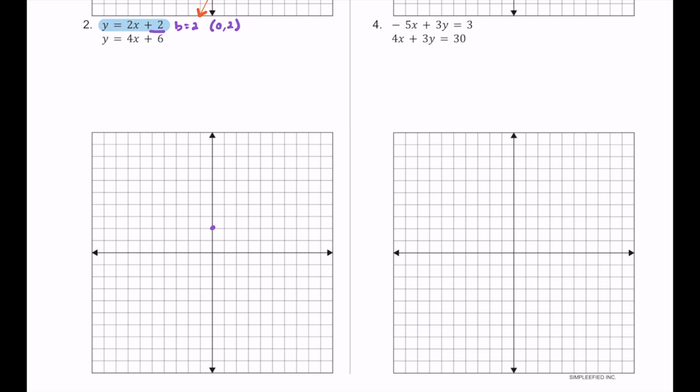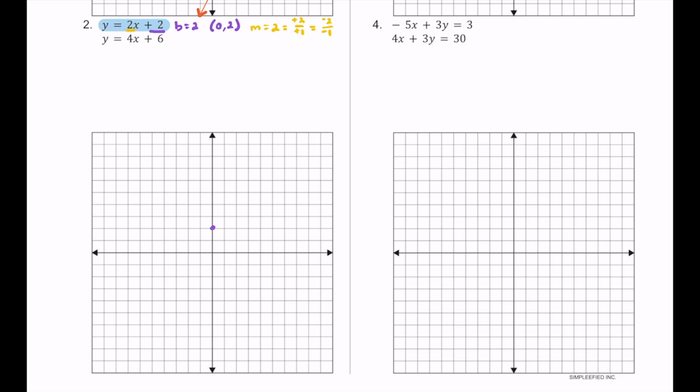Now, what's the slope for this linear equation? Well, m is equal to 2 here, so we can write m equals 2. That can also be written as a positive 2 over a positive 1 as a ratio, so that's our rise and our run. Or we can write negative 2 over negative 1, because that will also be a positive 2.